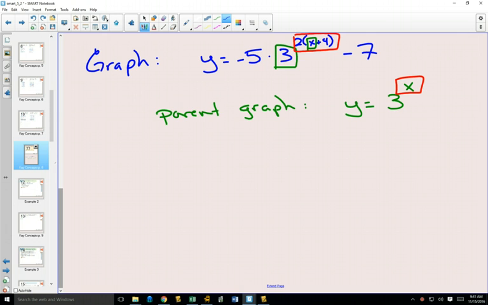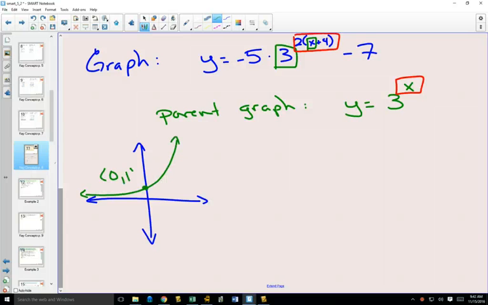So in order to figure out how to graph this, the first thing we're going to do is draw a quick sketch off to the side of our parent graph. Label the key points 0, 1. In this case, it'll be 1, 3. We have our asymptote at y equals 0. And then to draw our new graph, we're going to take those 2 key points and our asymptote and apply our transformations. So we're going to say, what happens to 0, 1? What happens to 1, 3? What happens to our asymptote y equals 0?